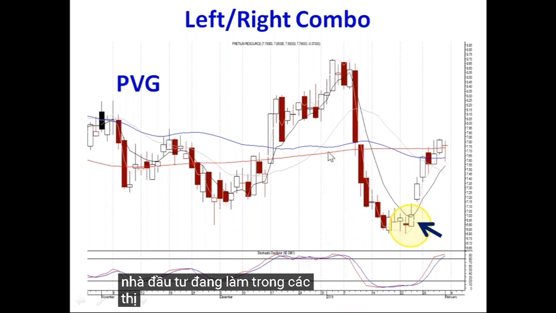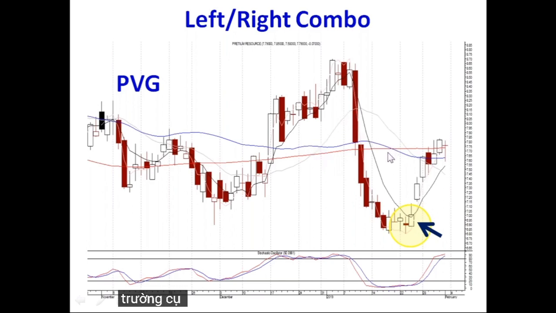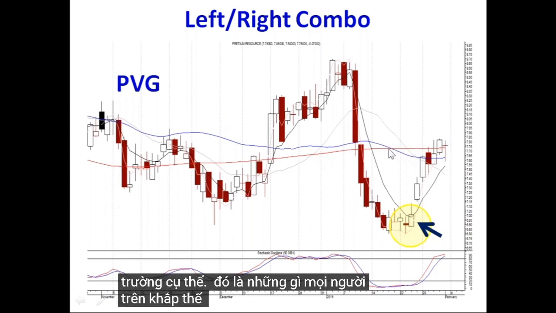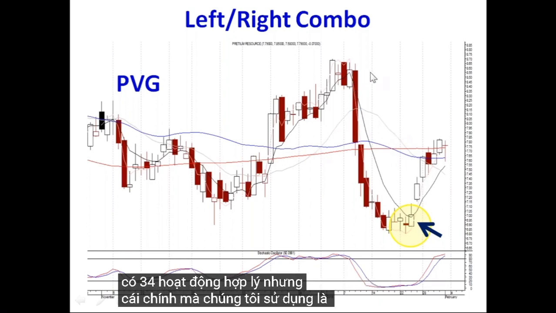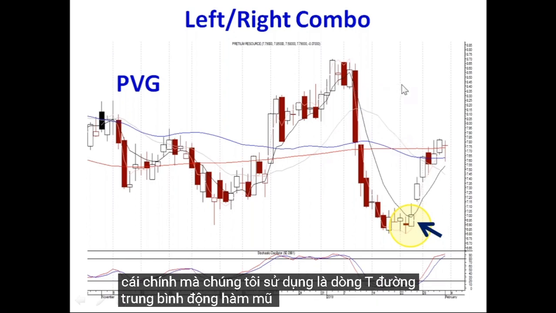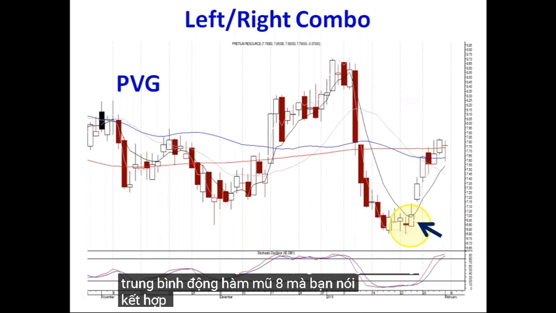The moving averages are the red is the 200, the blue is the 50. Simple moving averages. That's what everybody around the world uses. Then we have the 34 that works reasonably well, but the main one that we use is the T-line, the 8 exponential moving average.